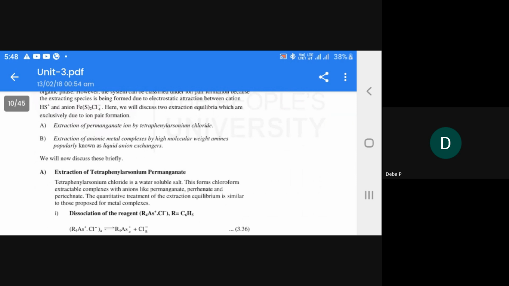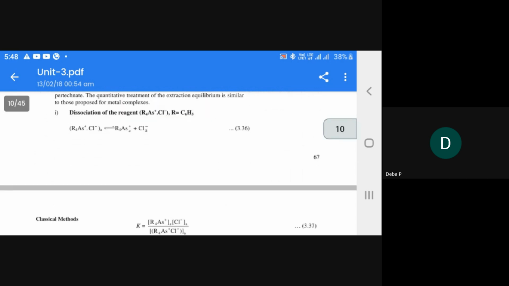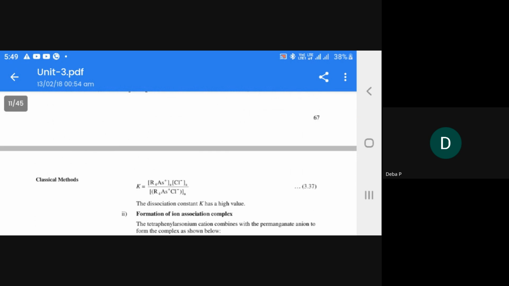Okay, so this tetraphenyl arsenium chloride, it is a water soluble salt. This forms chloroform extractable complexes with anions like permanganate. So the dissociation of the reagent R4AsCl, where R is C6H5, the phenyl. This is the equation which is in equilibrium with the dissociated chloride ion in aqueous phase. So dissociation constant K will be equal to this one. The dissociation constant K has a high value because this is highly ionic, so it will dissociate completely.